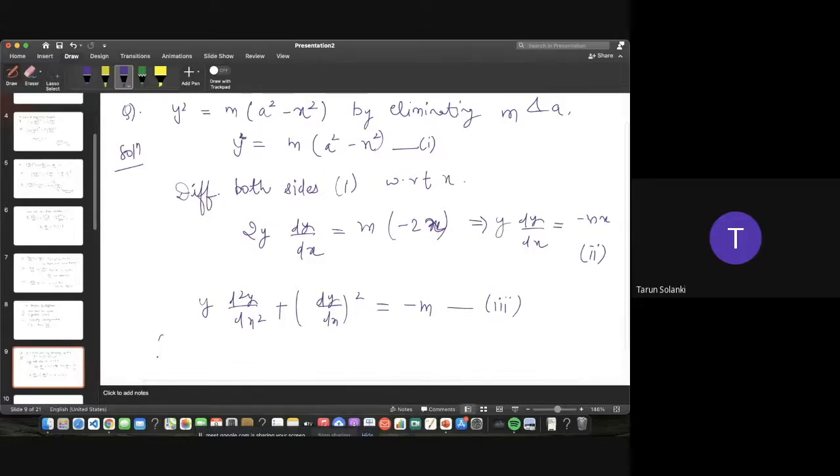Now from second and third we get x times (y d²y/dx² plus (dy/dx) whole squared) equals y dy/dx. So this is the required differential equation.